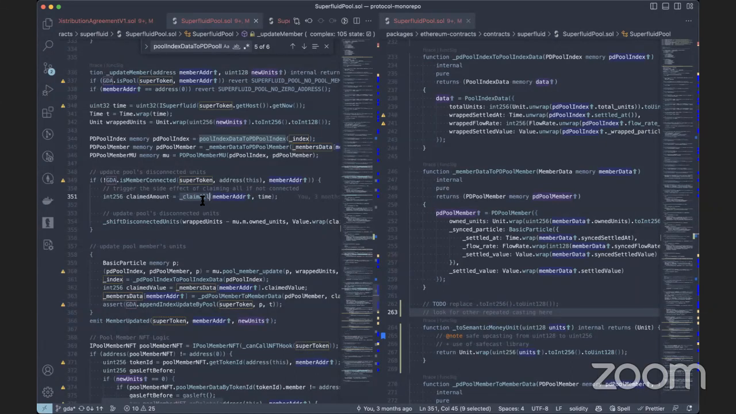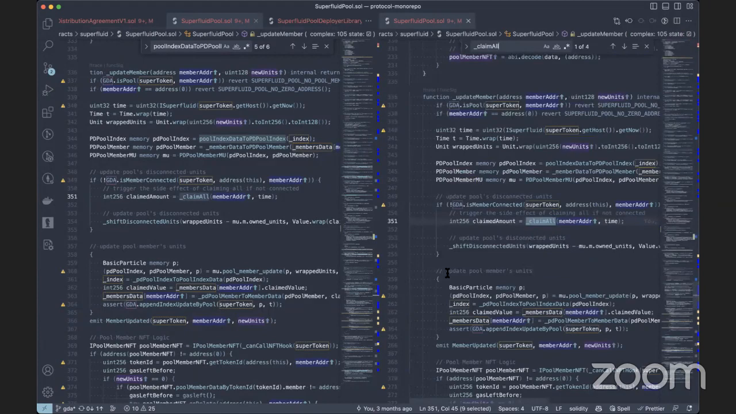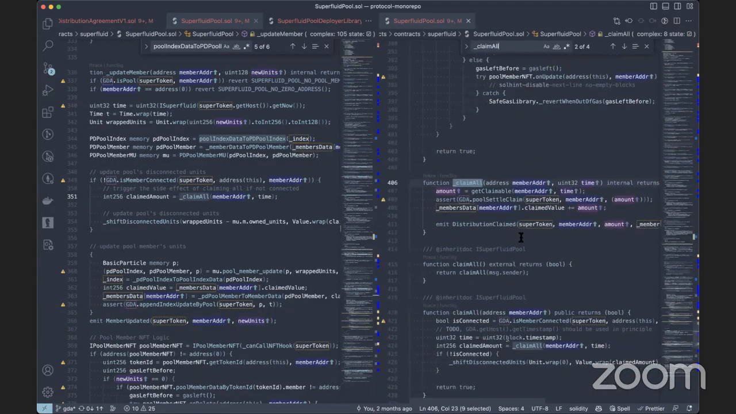Is that because it makes our accounting easier, or because we think the user appreciates that? I think that it probably makes the accounting easier, if I have to guess. What do you mean by making accounting easier? What does it mean? Like, why do we claim before we update the actual units of the member?